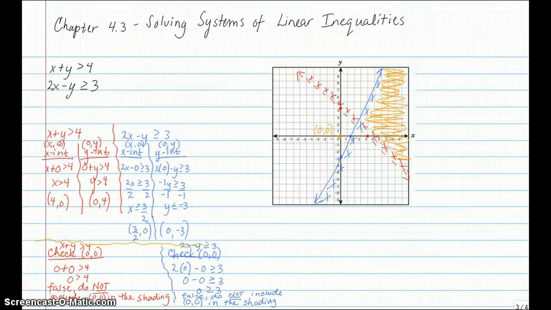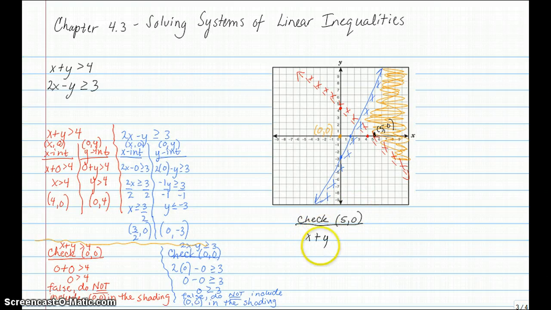Okay, so we could check another point. We're going to check a point that falls in the orange that's fairly simple. 5, 1 will work. We'll check 5, 1, or 5, 0. Let's do 5, 0, it's easier. So we're going to plug it into both equations.